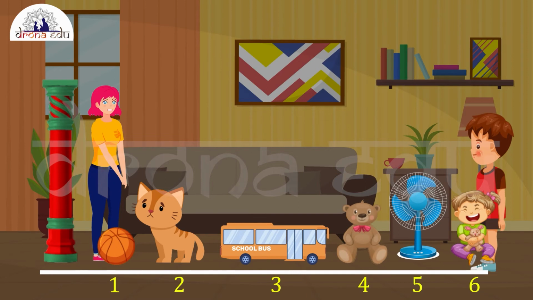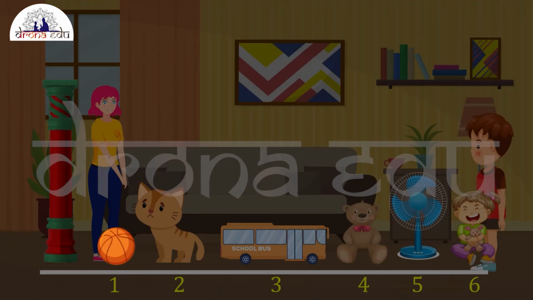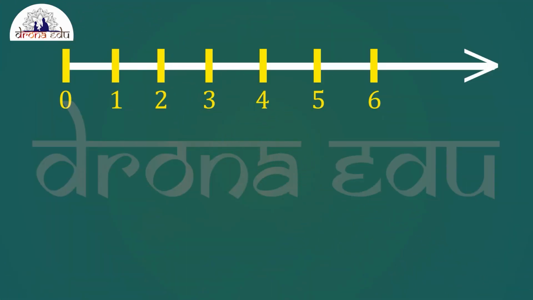So here, with the help of the line drawn, I can answer all these questions easily, right? The first toy is the ball, the fourth toy is the doll, and the fan is placed in the 5th place. So this number line is very interesting, no? Let us try to learn more about this number line.